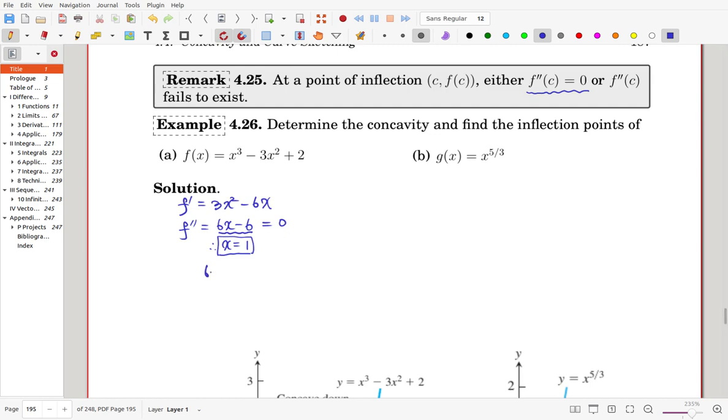And 6x minus 6 is less than 0 when x is less than 1, and larger than 0 once x is larger than 1. So at 1, the concavity changed. And here at 1, f prime is well defined, so it has a tangent line. It has a tangent line and the concavity changes, so this point is an inflection point.